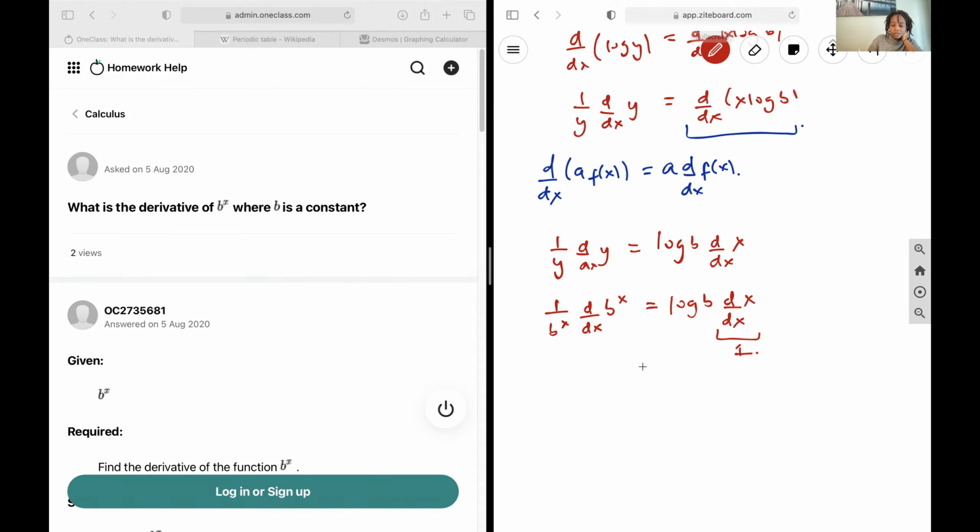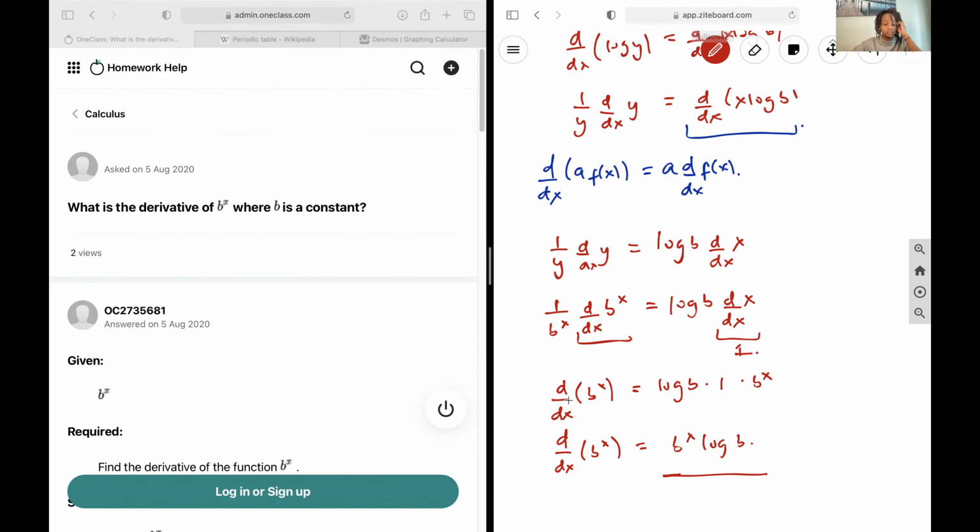We know that this is going to give us 1, and we know that this is what we're looking for. And so if we just solve for the derivative of b to the x, we will get log b multiplied by 1 multiplied by b to the power of x. And so that means that our final answer is going to be equal to b to the power of x multiplied by log b. And that's it for this question.